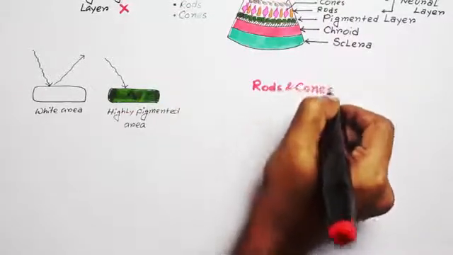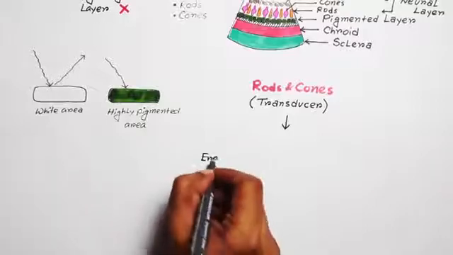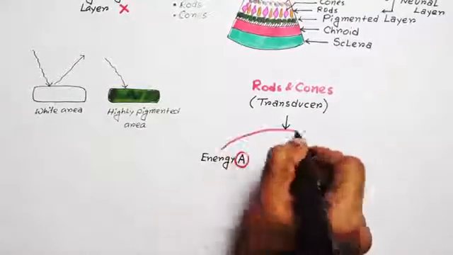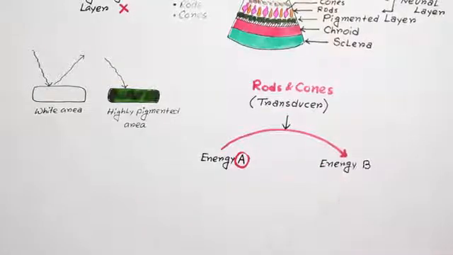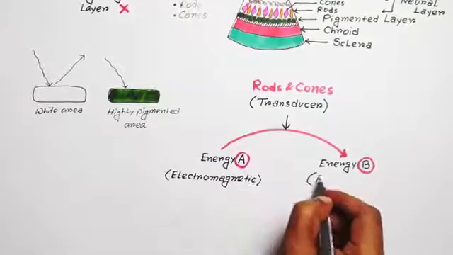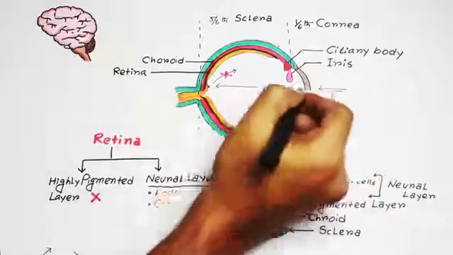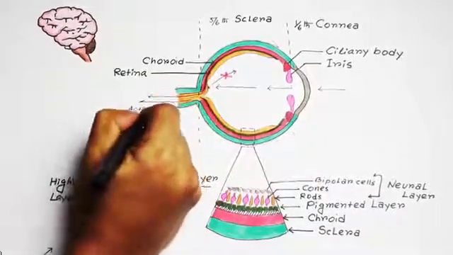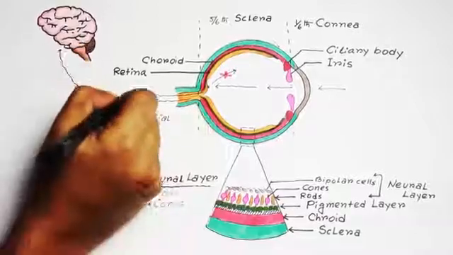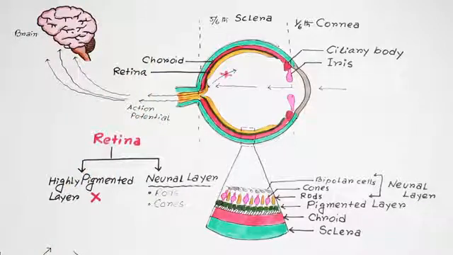So what are rods and cones? They are a special type of transducer. You know what a transducer is? Well, it is a special entity which can convert one type of energy to another type of energy. You know, light is electromagnetic energy. When light falls on the rods and cones, they get activated and produce action potential. This action potential is electrochemical energy. So rods and cones basically convert electromagnetic energy into electrochemical energy. This action potential is then transferred to the central nervous system for processing so that we can see an object.